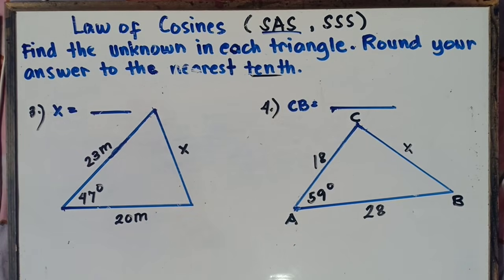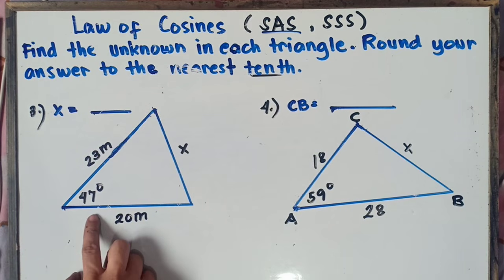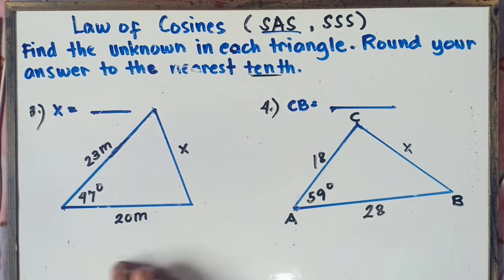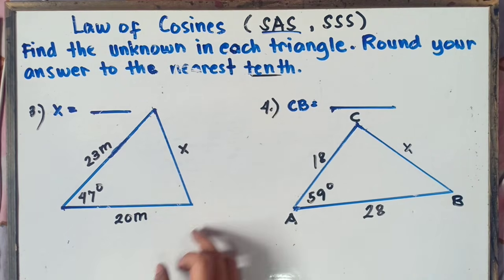Alright, so this will be the given, class, for number 3. So we have given sides 23 meters and 20 meters and then given this angle. And then you're told to find x. So once again, class, you assume any letter. So A, B, C, you assume that one. It's up to you, class, where you put A, B, and then C in this given triangle.